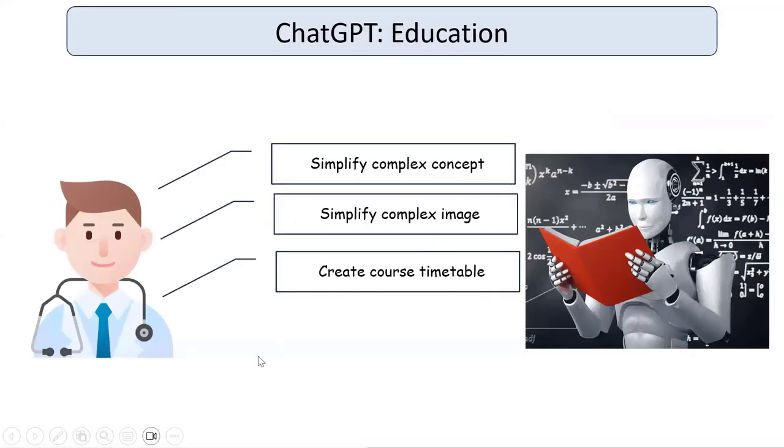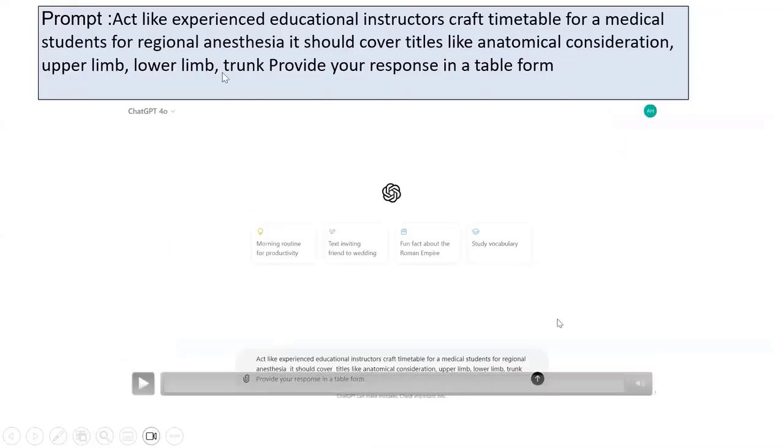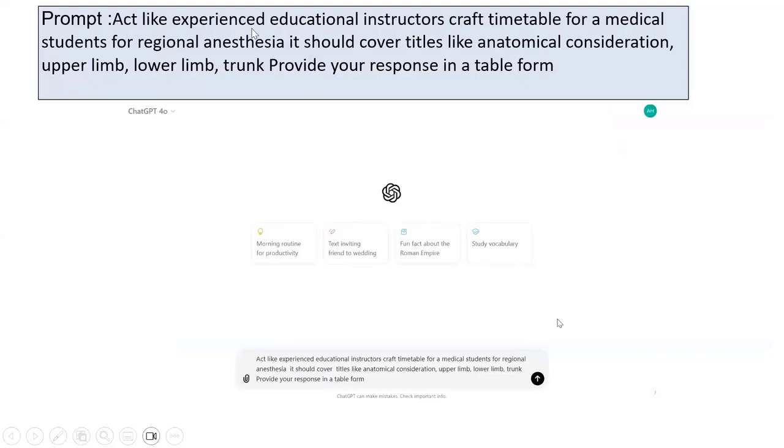The third thing that we can use ChatGPT for in education is to create a course timetable. For example, you ask ChatGPT: act like an experienced educational instructor. Craft a timetable for medical students for regional anesthesia. It should cover titles like anatomical considerations, upper limb, lower limb, trunk. Provide your response in table form.